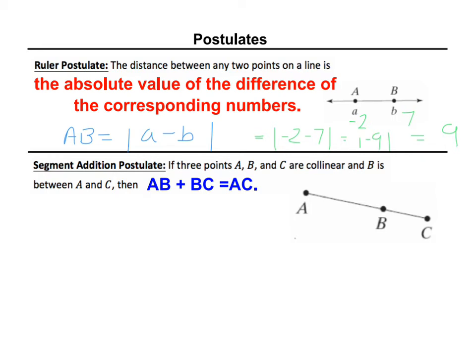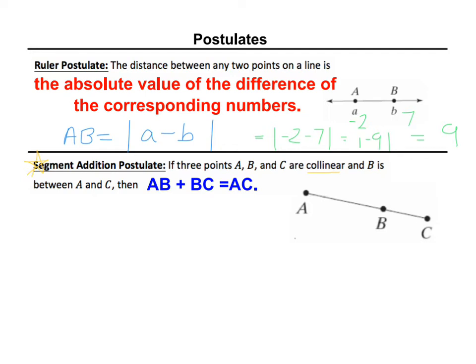This next postulate, we're going to use a lot throughout our examples and throughout the homework assignment that you'll do. The segment addition postulate tells us that if 3 points A, B, and C are collinear, so they're on the same line, and B is between A and C, then AB plus BC equals AC.